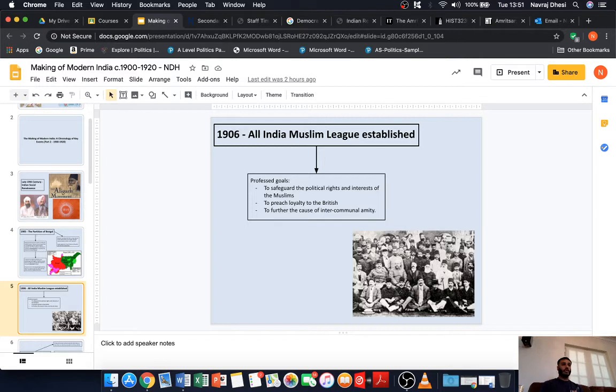And the Muslim League was quite committed to establishing good relations with other religious communities and other organizations that were up against them.